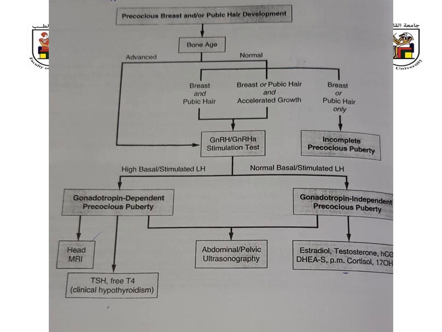If the bone age is normal, examine for breast and pubic hair and accelerated growth. If only breast or pubic hair, it could be incomplete precocious puberty that needs close follow-up and observation.